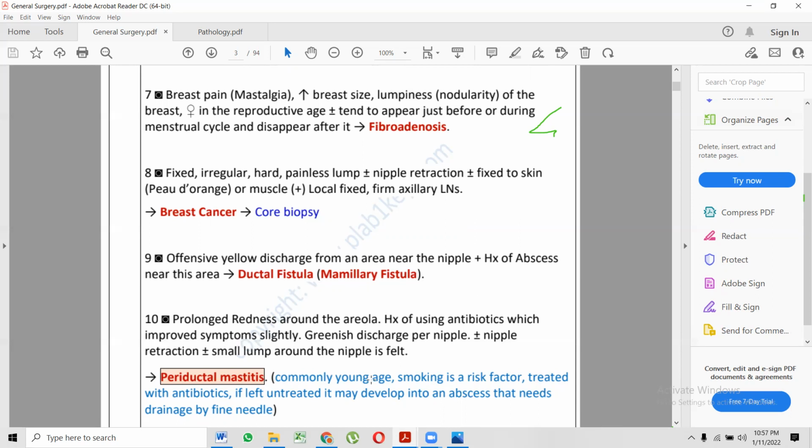All the infections of the breast are common in the lactating woman, such as breast abscess or periductal mastitis. A risk factor for periductal mastitis is smoking. Treatment is antibiotics, and if left untreated, it can develop into an abscess. And as I told you before, whenever there's abscess formation, you need to drain the abscess along with giving antibiotics.